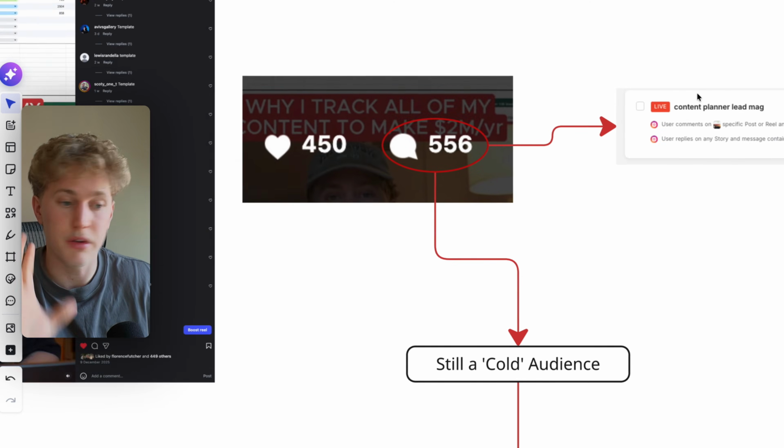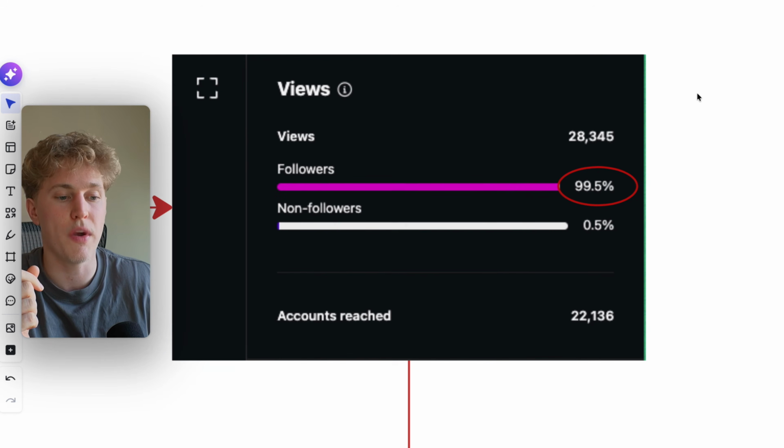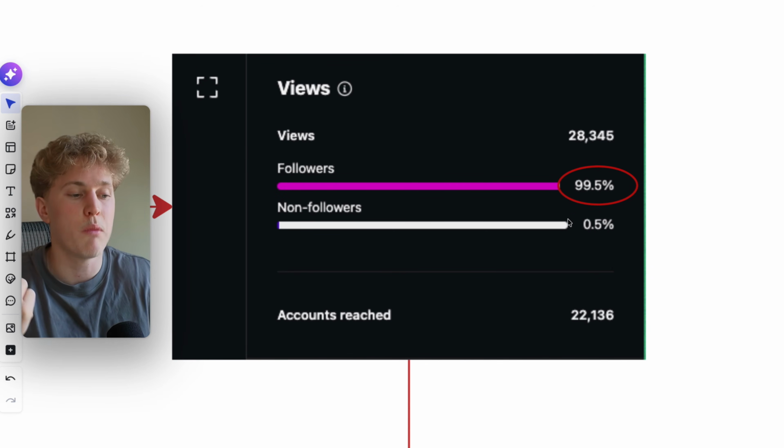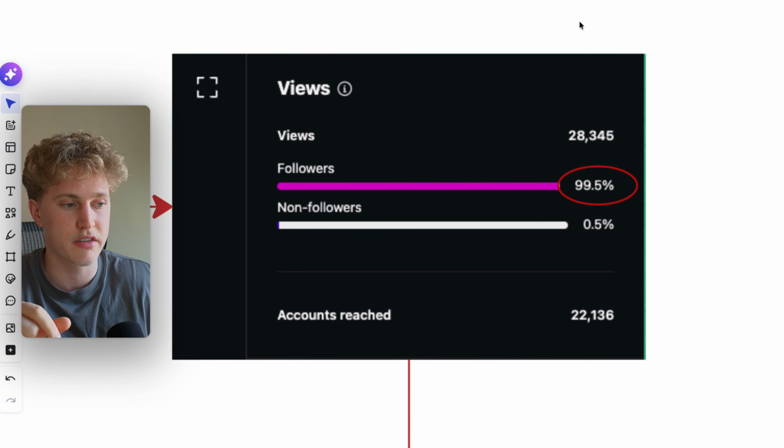Okay, cool. I knew that they wanted that, but it was still a cold audience. So what did I then go and do? My whole focus, my main goal is to make it so that the people that are saying, I want this thing, are all of my followers, ideally anyway. So this is an example. This is a screenshot from a story post.